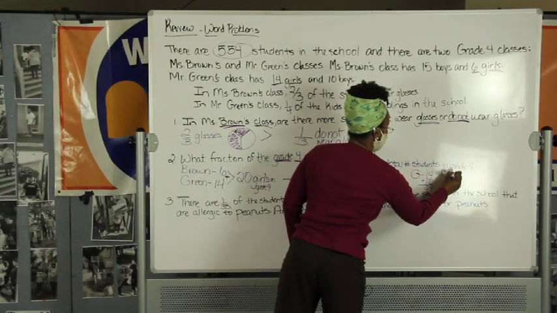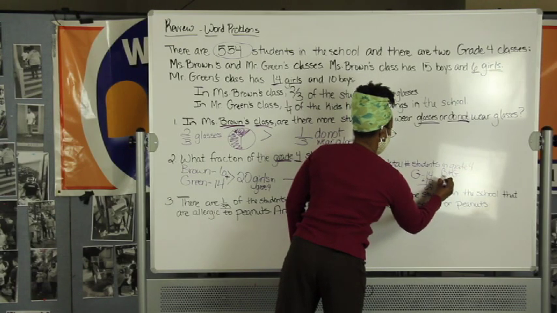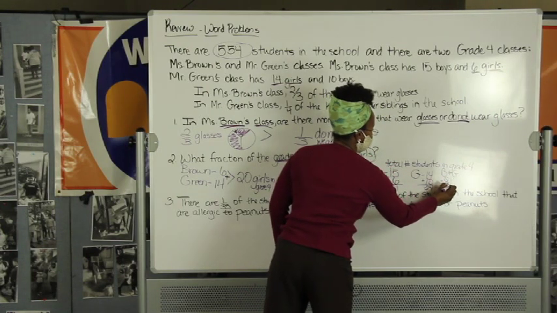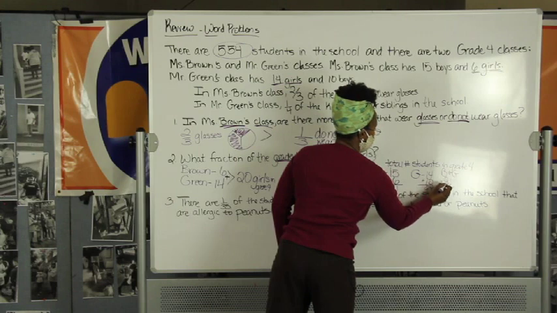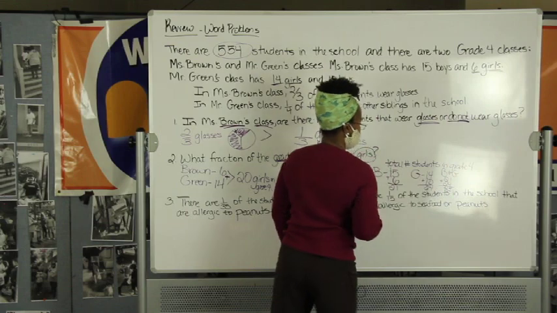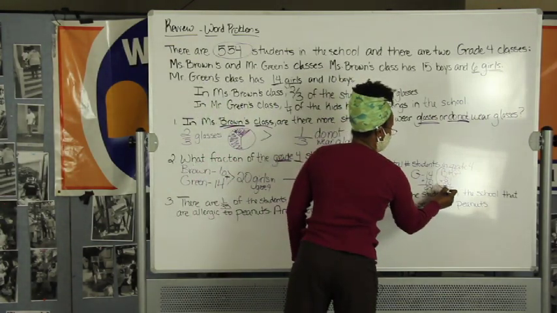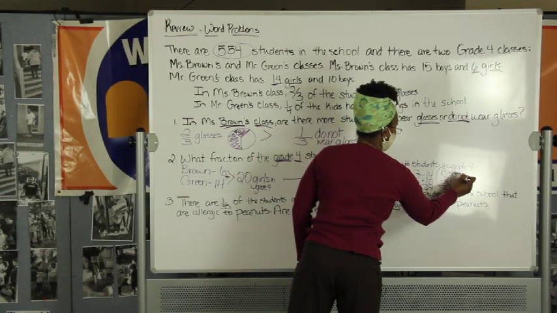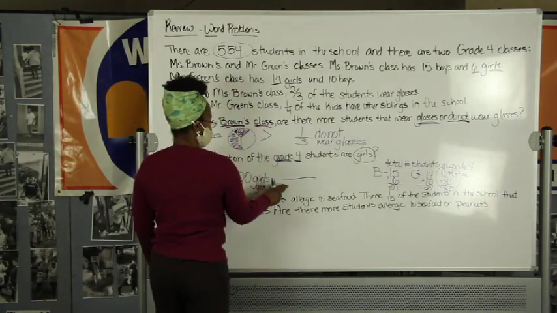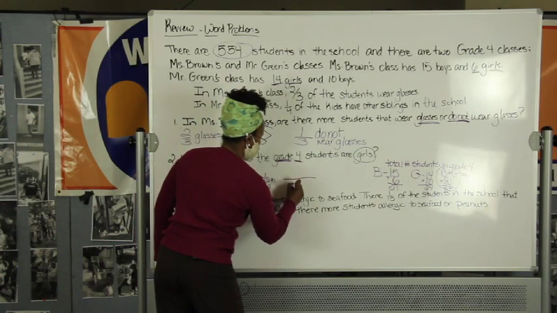I'm going to put B plus G. So 21 plus 24 equals, 1 plus 4 is 5, and 2 plus 2 is 4, excuse me. And so now that is the total number of students in the 4th grade. So the students in all in the 4th grade is going to be 45.